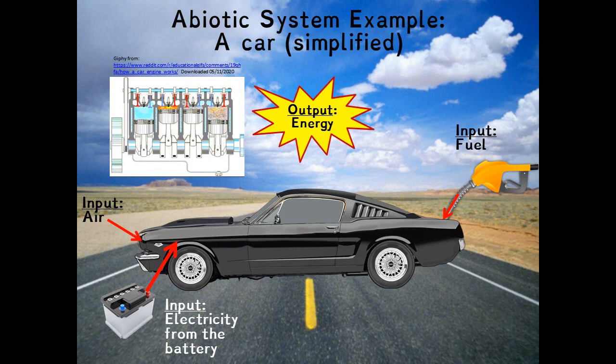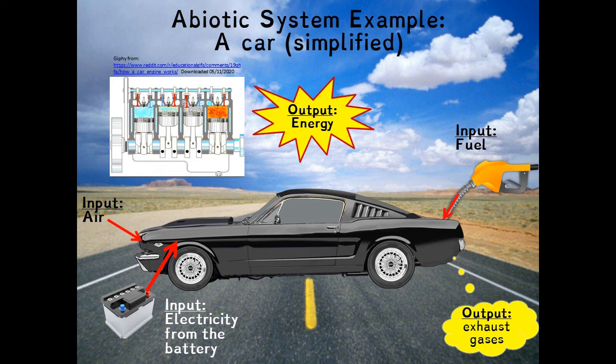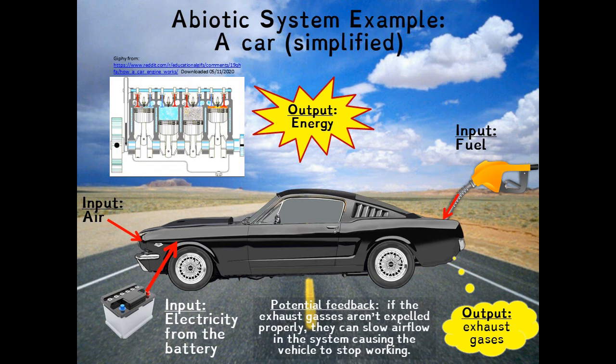And that little explosion is what provides energy for the car to move forward. So our first output to a vehicle is going to be energy. A second output is actually the exhaust gases, because not all of this fuel-air mixture is actually burned off. So what isn't burned off comes out the tailpipe. A potential feedback to this system could be if the exhaust gases aren't expelled properly. They can slow the airflow in the system, causing the vehicle to stop working.